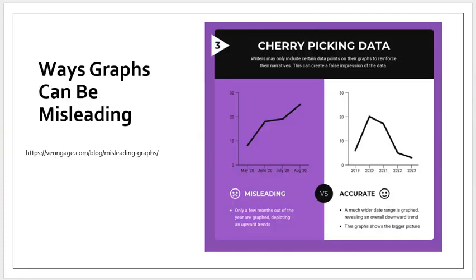Another way that graphs can be misleading is by cherry picking the data, which means you're only choosing certain data that support what you want to see. And in this graph that's on the left, it's misleading because we are only looking at the few months between May and August of the year 2020. But if you were to look at more data between 2019 and 2023, then you can see a better picture of what's going on with whatever this is representing.